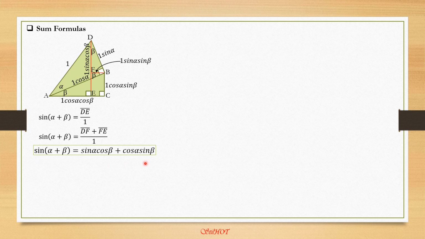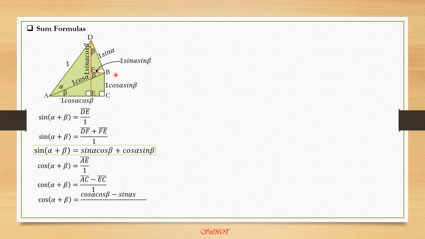So that's the formula for sine of alpha plus beta: sin cos plus cos sin. Then cosine of alpha plus beta is AE over 1, where AE is AC minus EC, and AC is cosine alpha cosine beta, while EC is sine alpha sine beta. So cosine of alpha plus beta is cosine alpha cosine beta minus sine alpha sine beta, or simply cos cos minus sin sin. That's cosine of alpha plus beta.